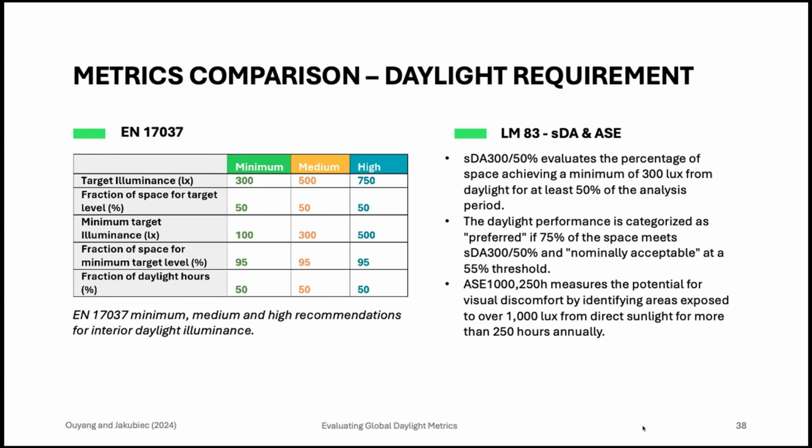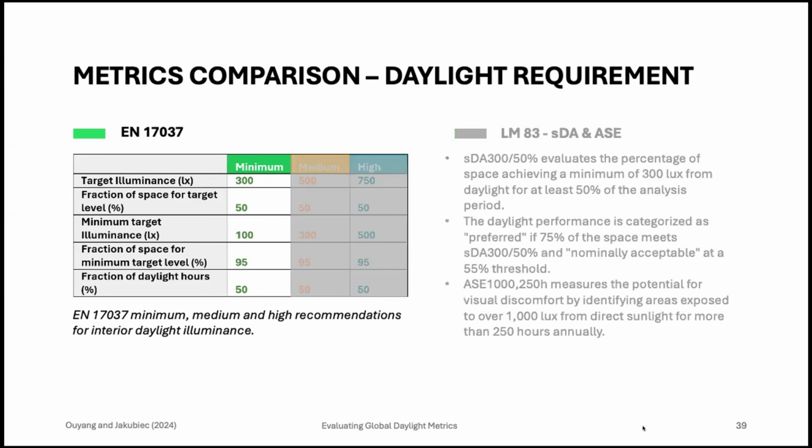EN 17037 employs a tier recommendation system for interior daylight levels, categorizing spaces into minimum, medium, and high daylighting levels based on the percentage of the area achieving specific illuminance thresholds. So for minimum recommendation, at least 50% of the area must achieve a target illuminance of 300 lux, with 95% of the area achieving at least 100 lux.